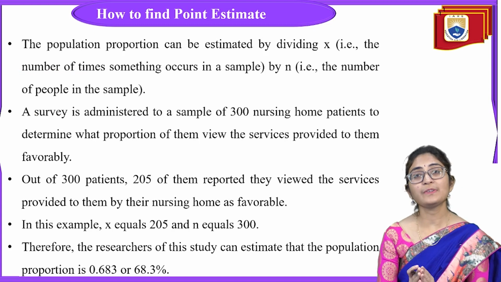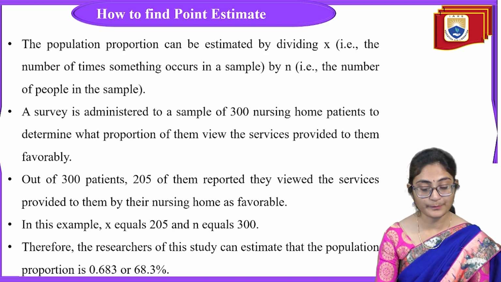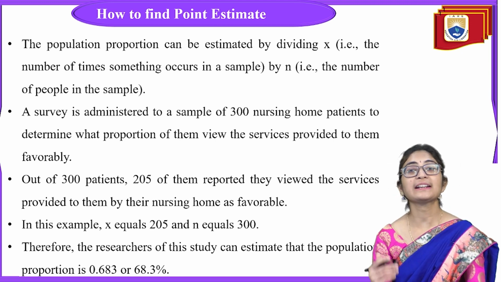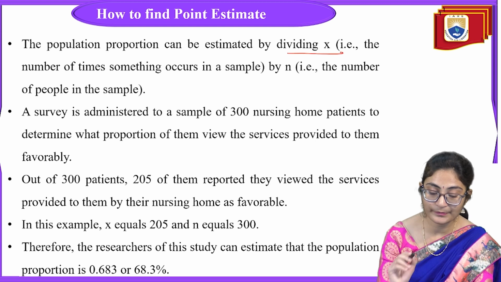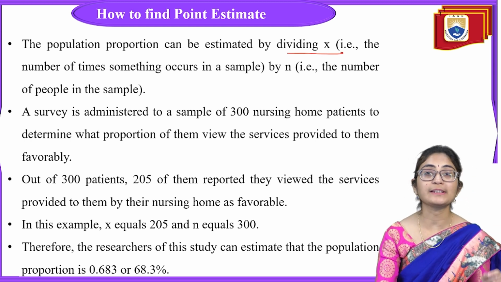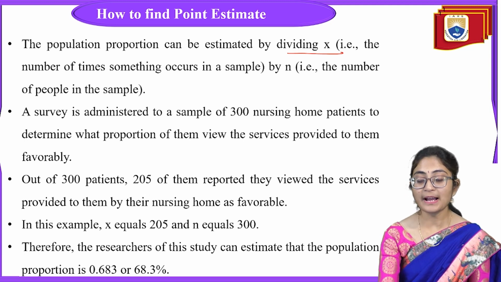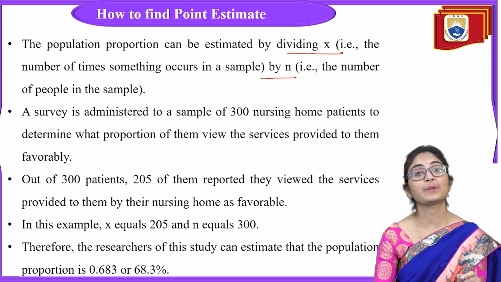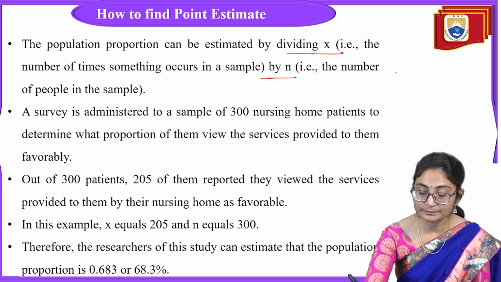Now, how will we find the point estimate? The population proportion can be estimated by dividing x by n, where x is the number of times something occurs in a sample, and n is the number of people in the sample.